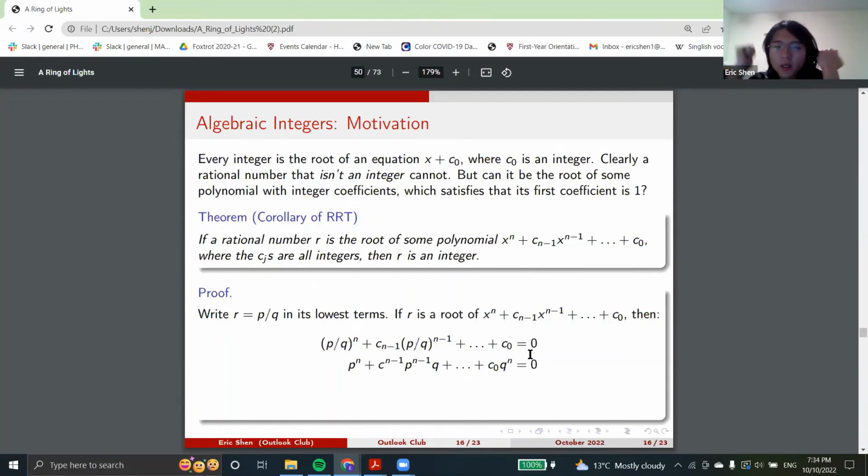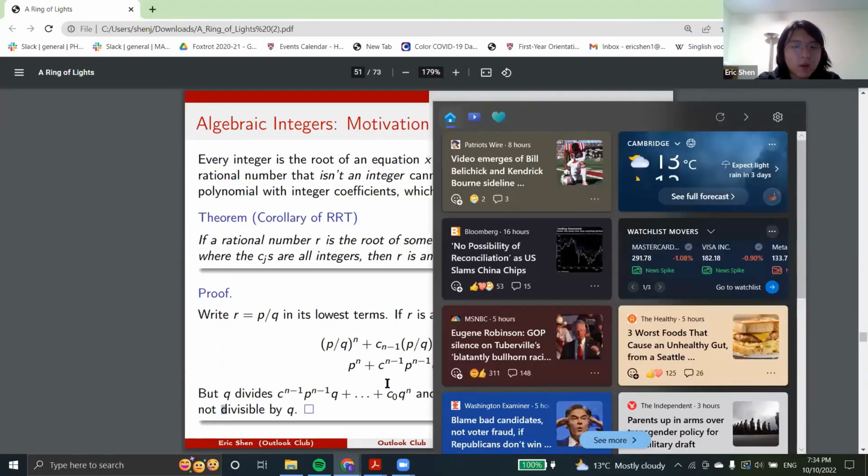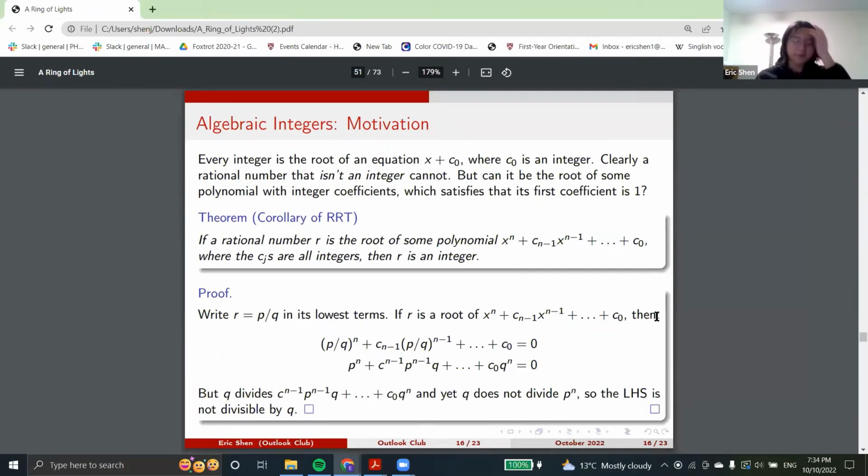We know that p and q have GCD 1. So q doesn't divide any power of p, because they share no prime divisors. But q divides everything here. And it also divides this 0, because everything divides 0. But it doesn't divide p to the n. So this is a contradiction, and so this is actually impossible. We cannot have the fact that q is not equal to 1. So q has to be equal to 1 and r has to be an integer. Okay, great.